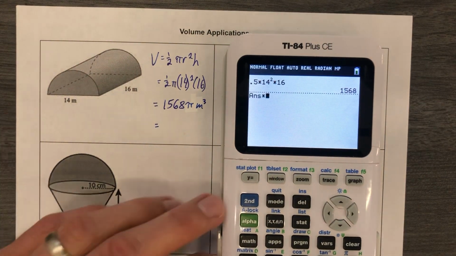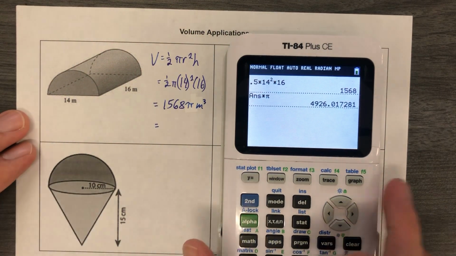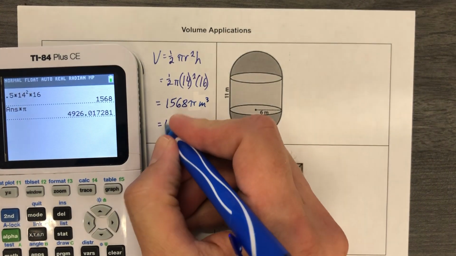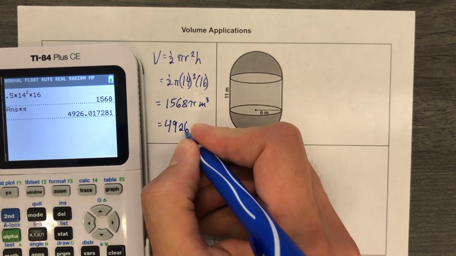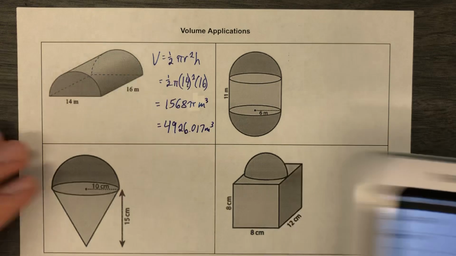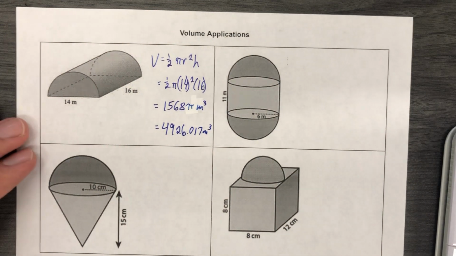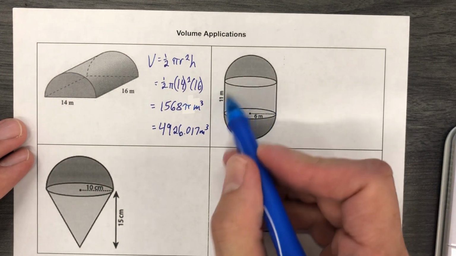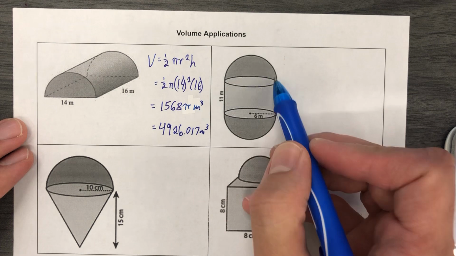That was tragic. Let's multiply that, and we're going to have, bring it over here, 4926.017 cubic meters. Okay, not so bad. It's just half of a cylinder. No big deal. This one is going to be a cylinder and 2 hemispheres.